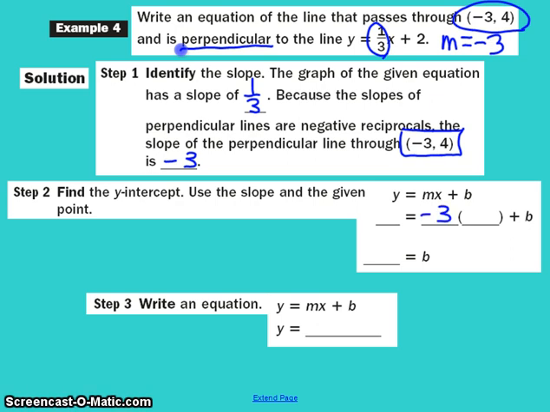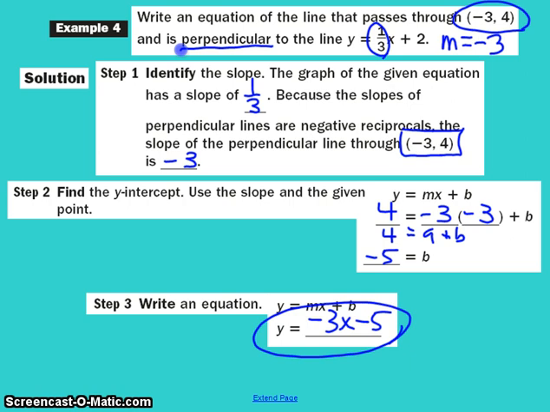My slope is -3, my x is -3, and my y is 4. So my b is -5. So my equation is y = -3x - 5. And that will be perpendicular to the given equation, and it will go through that ordered pair, (-3, 4).